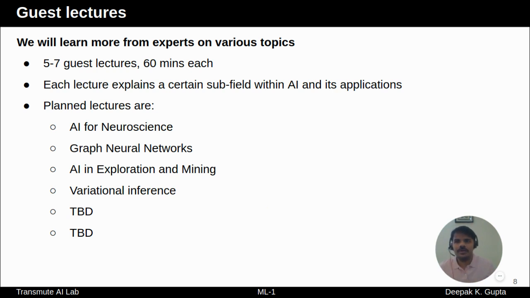Apart from the main lectures, we are also planning to have 5 to 7 guest lectures in this course. These guest lectures will roughly be spaced after every 2 course lectures. Each guest lecture is supposed to be 60 minutes with a break of 10 minutes in between. These guest lectures will also be recorded, and they will be posted on our course website. What we expect from the guest lectures is that each one is going to explain a certain subfield within the field of AI, as well as its applications. The planned lectures right now are AI for neuroscience, graph neural networks, AI in exploration and mining, and variational inference, and we're also on the way of deciding more lectures.